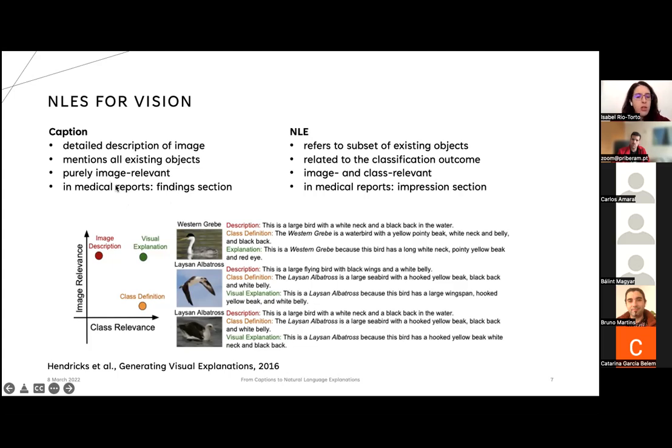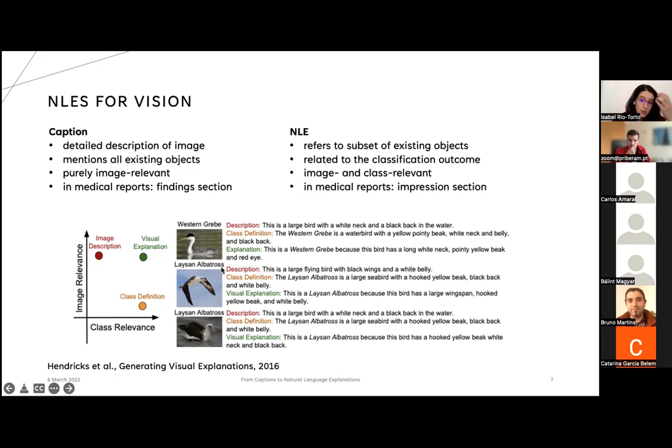So for example, in this first example, the description of the image could be that this is a large bird with a white neck and a black back in the water. And this class is defined as: the Western grebe is a water bird with a yellow pointy beak, white neck and belly, and black back. So you see, the class definition can be more broad, and some of the attributes that are mentioned here are not present in the image. Let's say, for example, the yellow pointy beak at least is not described in that caption. And then the explanation would be that this is a Western grebe because this bird has a long white neck, pointy yellow beak, and red eye. So it also makes a balance between the description and the class definition. But I will make this even more clear in another example afterwards.